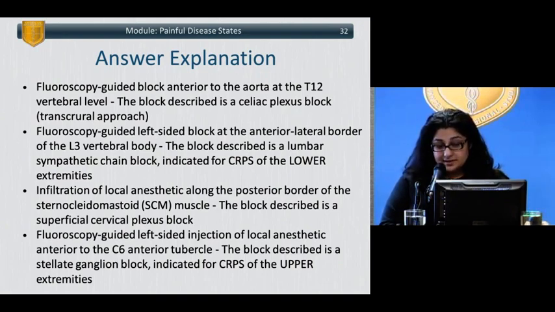A refers to a celiac plexus block. Actually, the block performed at the T12 level is considered a splanchnic nerve block, while a block at the L1 level is a celiac plexus block.